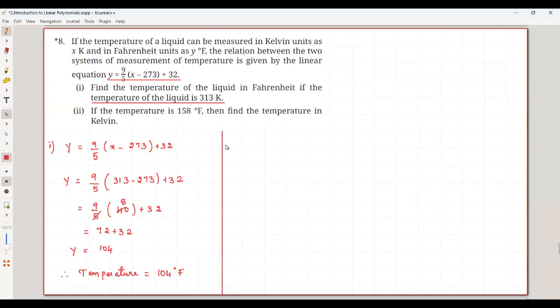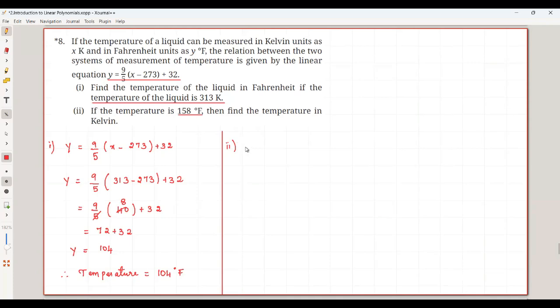Second question: what they asked is, if the temperature is 158 Fahrenheit, find the temperature in Kelvin. Kelvin is denoted by x, and Fahrenheit is given here. That means the y value is given as 158, and we have to find the x value. In the place of y, we have to take 158 Fahrenheit.